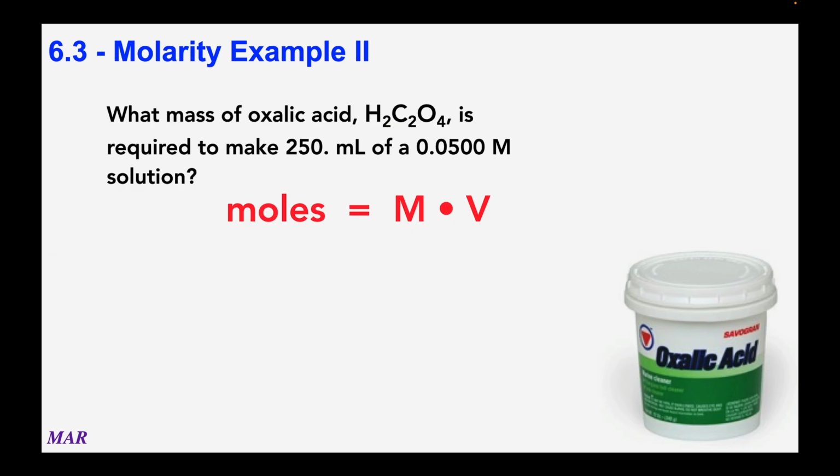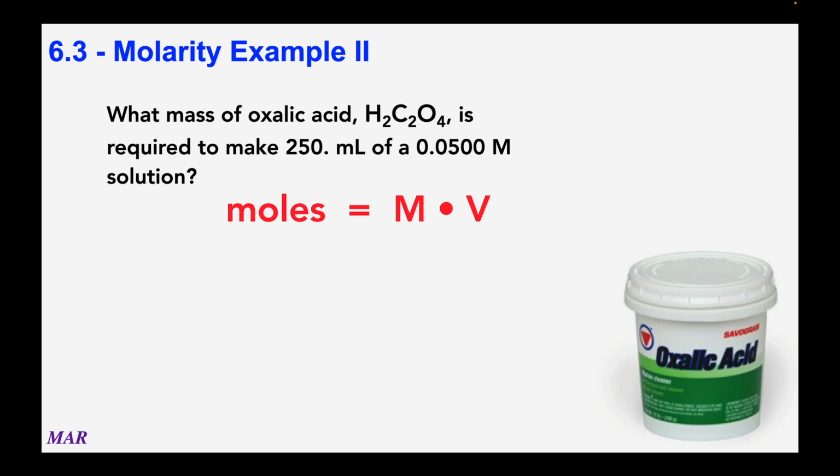In this example, we want to know what mass of oxalic acid, which is a compound you can get at the store or something like that. Oxalic acid has the formula H2C2O4. How much oxalic acid do we need to make 250 milliliters of a 0.0500 molar solution? So in this kind of problem, we know how much volume we need, and we know the concentration, but we don't know how much of the solute to add to the volume to make that concentration. So it's an easy kind of problem to do.